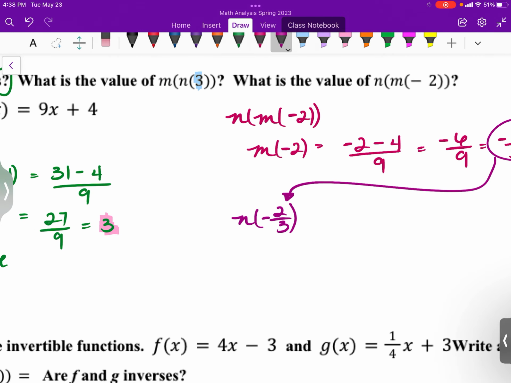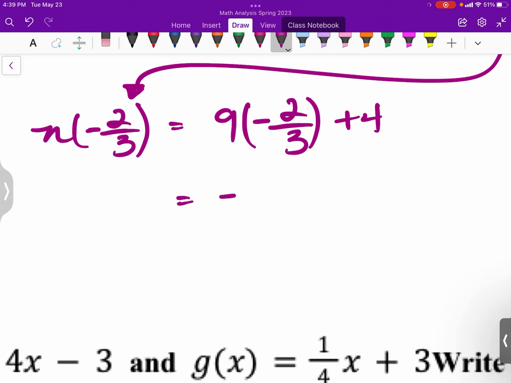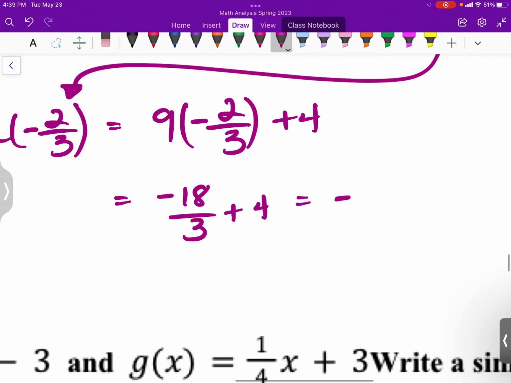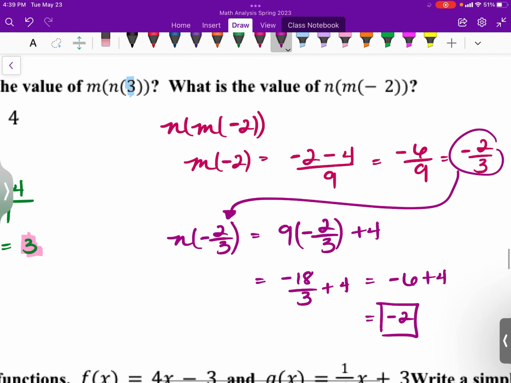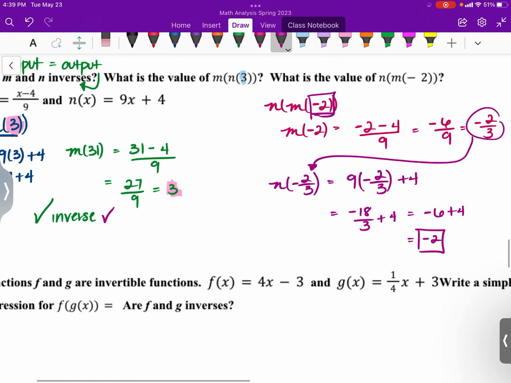So that is going to become 9 times negative 2 over 3 plus 4. Now, if we multiply this out, that would be negative 18 over 3 plus 4. Negative 18 over 3 is negative 6, and negative 6 plus 4 is negative 2. So this is our output, and that is our input. So therefore, they're inverses. It's a yes.